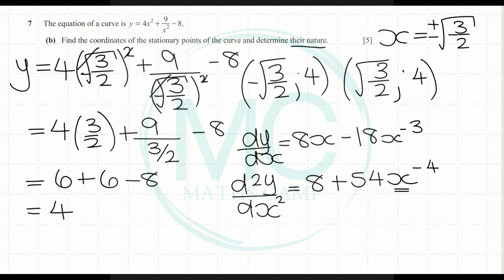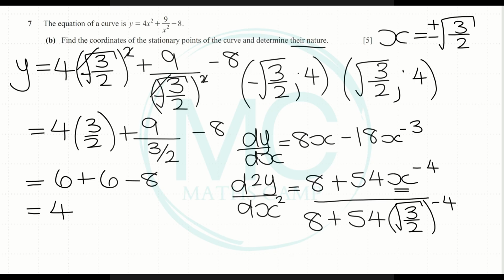Now I can determine the nature of my roots. And to do this, I need to substitute the x coordinate of my stationary points into this equation over here. So I'm going to have 8 plus 54, open bracket. Let's look at the positive x value first. 3 over 2 under a square root with an exponent of negative 4. And I can put this straight into my calculator.